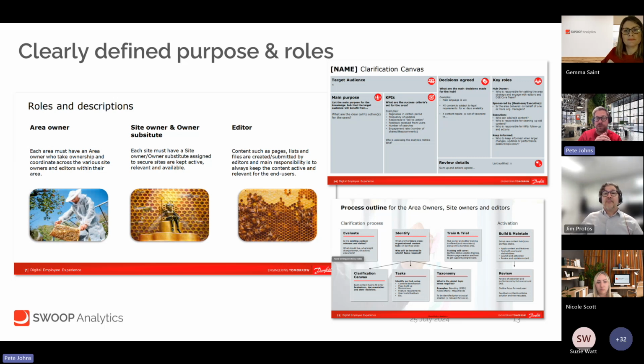I just thought that was a beautiful analogy, and it shows that when we talk about having clear roles, it doesn't need to be super granular. It just needs to be enough that the people you're empowering as decentralized content owners can grasp it, and that they can understand where they sit in the bigger picture. I thought that was a beautiful way of describing it.